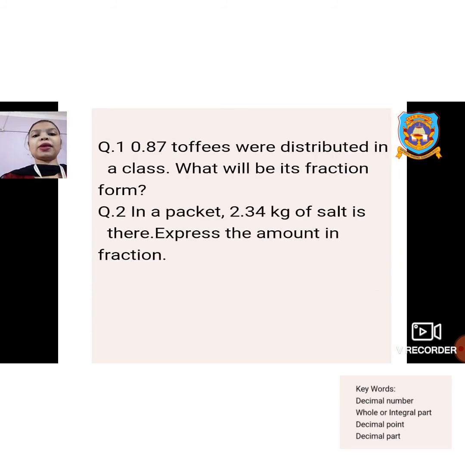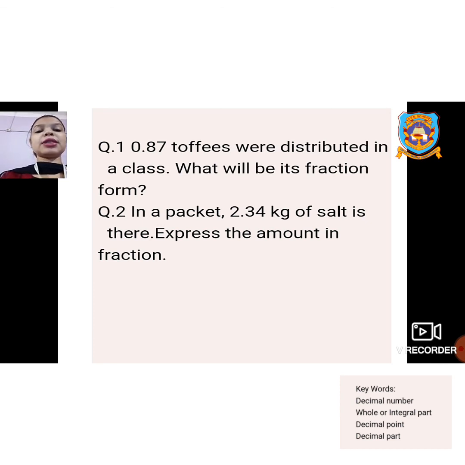Based on the topic we have discussed today, I have taken two questions. These two questions will be uploaded in the Google Classroom as well. 0.87 toffees were distributed in a particular class. What will be its fraction form? It is given in decimal form, and you have to express it in fraction form.